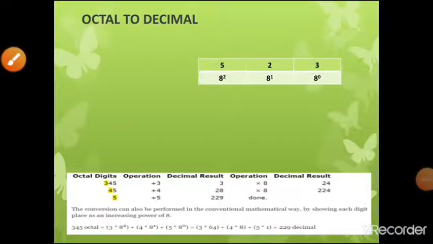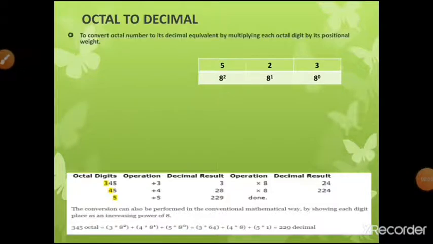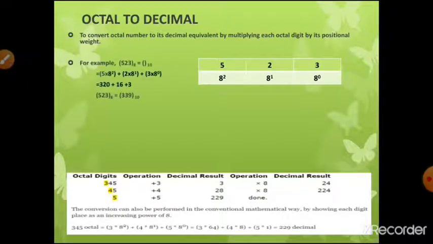Next we are going to discuss octal to decimal. How to convert octal to decimal? To convert an octal number to decimal, multiply each octal digit by its positional weight. For example, 523. Here the 5 is multiplied with the positional weight of 8 to the power 2, 2 is multiplied with 8 to the power 1, and 3 is multiplied with 8 to the power 0. The sum of all the terms gives the decimal value.